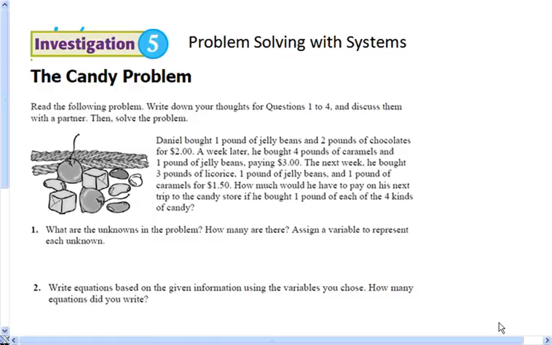So, what are the unknowns in this problem? How many are there? Assign a variable to represent each unknown. The unknowns are, how much does it cost for jelly beans? Let's call that A. Chocolates, B. Caramels, call that C. And licorice, we'll call that D. So, we're going to assign A to jelly beans, B to chocolates, C to caramels, and D to licorice. That's the cost of 1 pound of each of those.